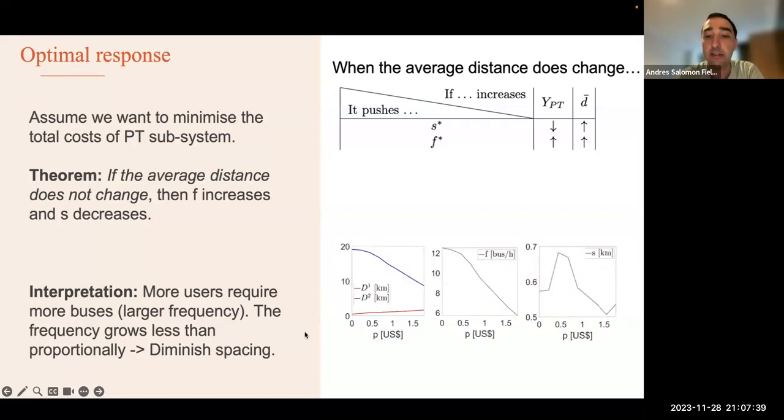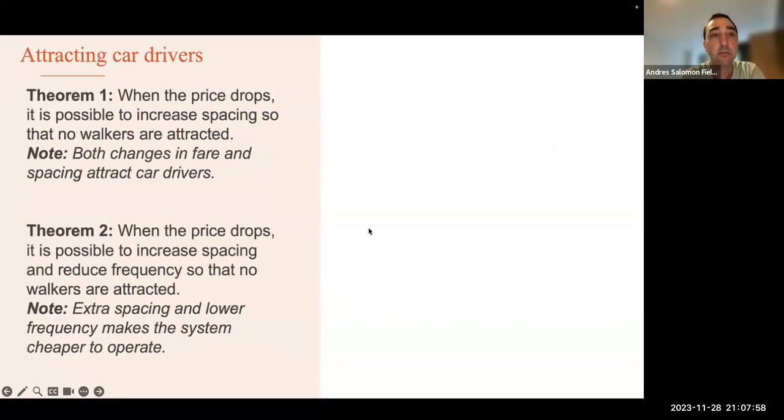And in total, what we find is that this is what happens. So the average distance increases, and therefore frequency has to increase when the price drops. So moving to the left here, but spacing might do some funny things. What happens if we want to attract car drivers? Well, when the price drops, not necessarily being free, any drop in the price, we can increase spacing so that no walkers are attracted. And please note that we will attract car drivers because the changes in the fare and the changes in the spacing benefit car drivers, benefit long-distance commuters.